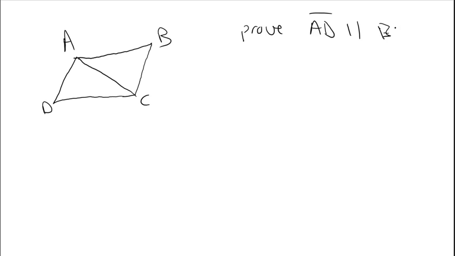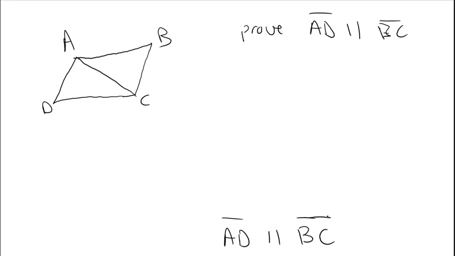let's say we had this picture, and let's say we're trying to prove that segment AD is parallel to segment BC. So let's say this is what you're trying to prove. We know that's going to have to be our last statement in the proof, right? AD is parallel to BC. That's our last statement.